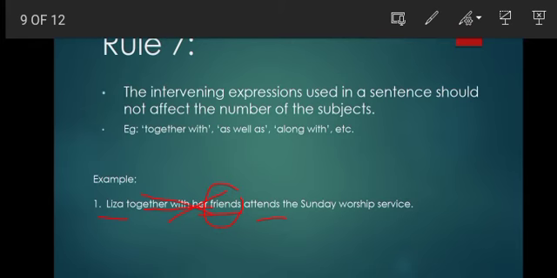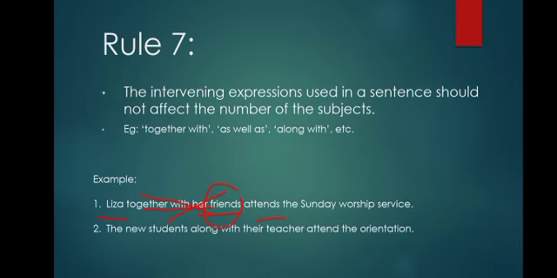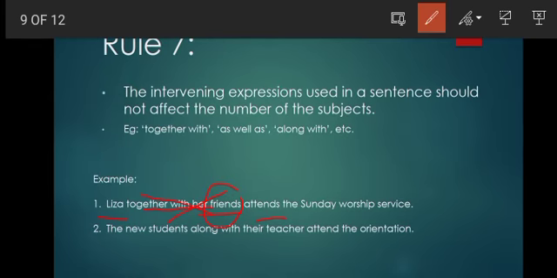Next example here: the new students, along with their teacher, attend the orientation. Who is the subject in this sentence? Yes, it is the new students. So the new students is the subject here, and the intervening expression is along with their teacher. And the verb is attend.